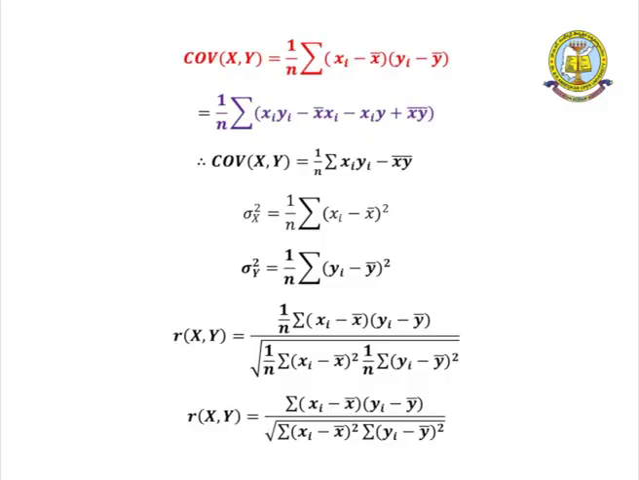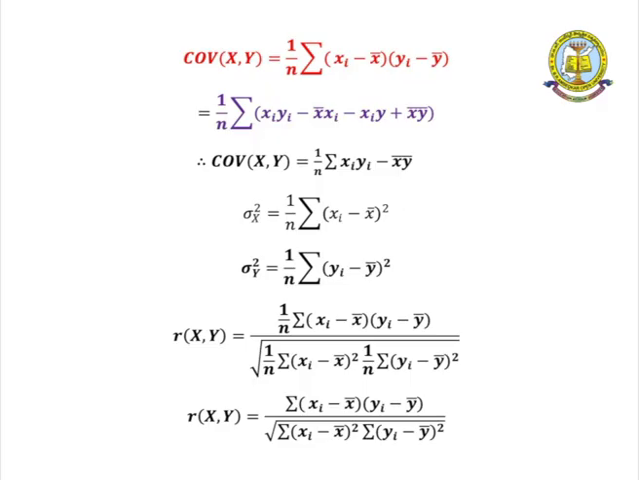These three values we can substitute in the correlation formula, then we will get the correlation coefficient. That means covariance of x comma y is equal to this, another formula. Finally, we can write r of x comma y is equal to 1 by n into summing over, and we can use this for the step deviation point of view sometimes.